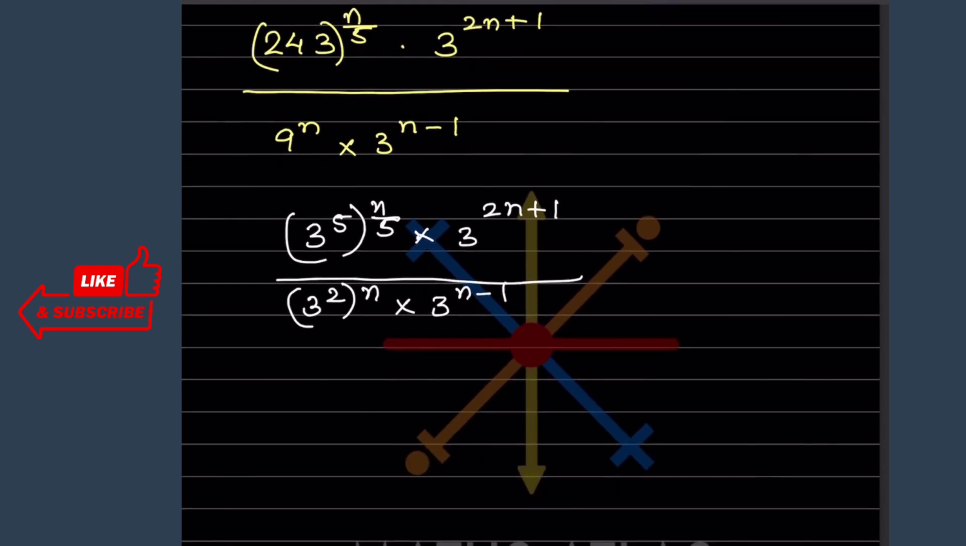So further what we can do, we can cut this and this one. So what remains here is 3 raised to n into 3 raised to, this will be the same, that is 3 raised to 2n plus 1, and here it is going to be 3 raised to 2n into 3 raised to n minus 1.